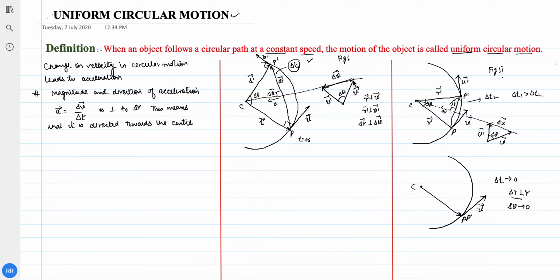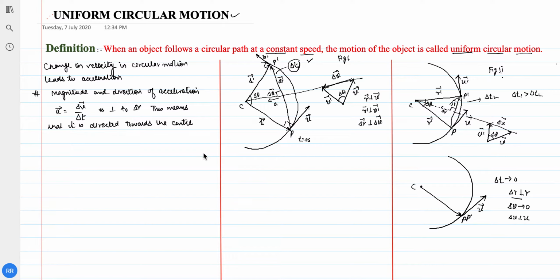So in this case, delta v becomes perpendicular to v. So I can say that the change in velocity delta v is perpendicular to v. So delta v is perpendicular to v.